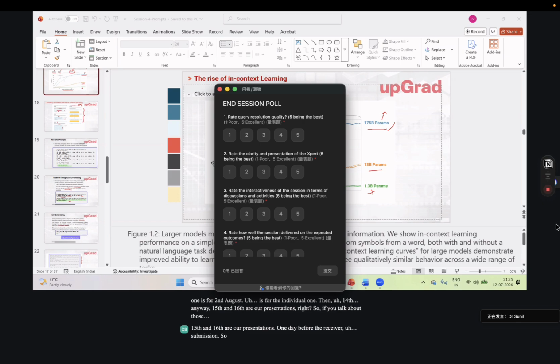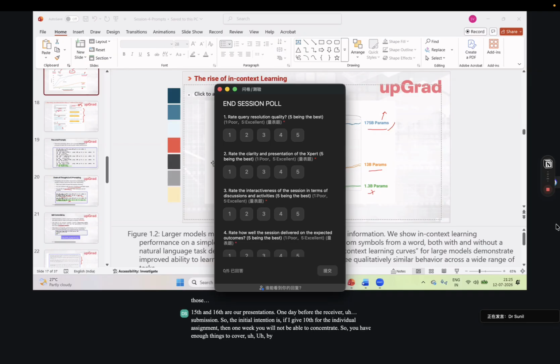The initial intention is, if I give 10th for the individual assignment, then for 1 week you will not be able to concentrate. So you have enough things to cover by 2nd. You still have almost 20 more days, right? It should be good enough so that you will get enough time for your group assignment as well. That's the thought process. Yeah, Badar?